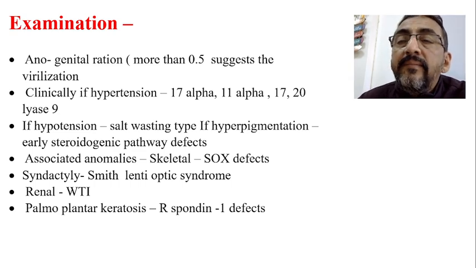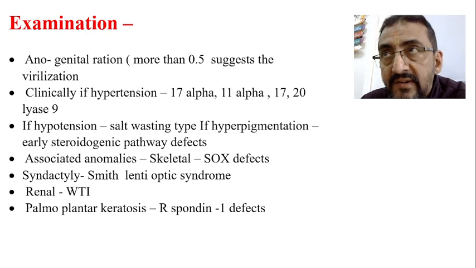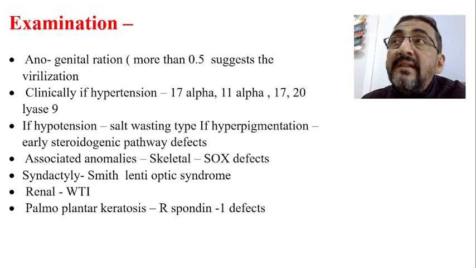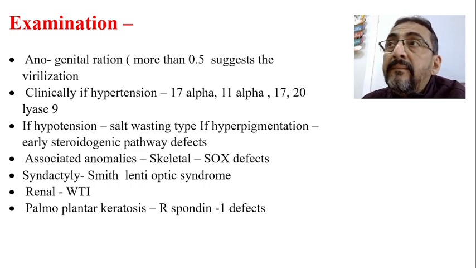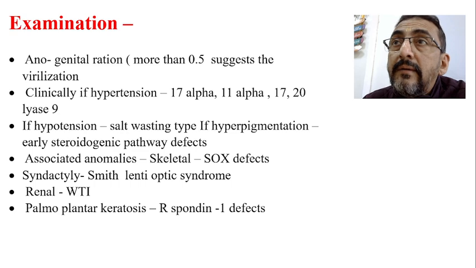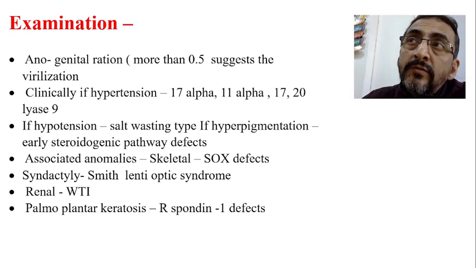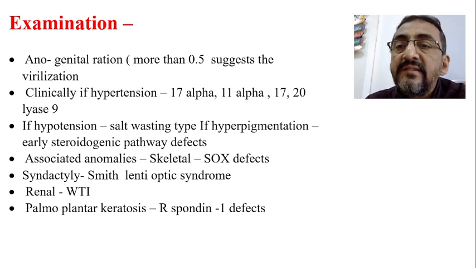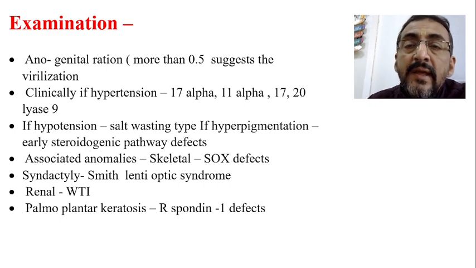Now another thing, the anogenital ratio is also used. If it is more than 0.5, it suggests virilization. Similarly, clinically, if there is hypertension present in the child, then think of 17 alpha or 11 alpha deficiency, that is, enzyme deficiency. So such things are also common. That we will also discuss in the next class. So if there is hypertension, 17 alpha deficiency, 11 alpha deficiency.